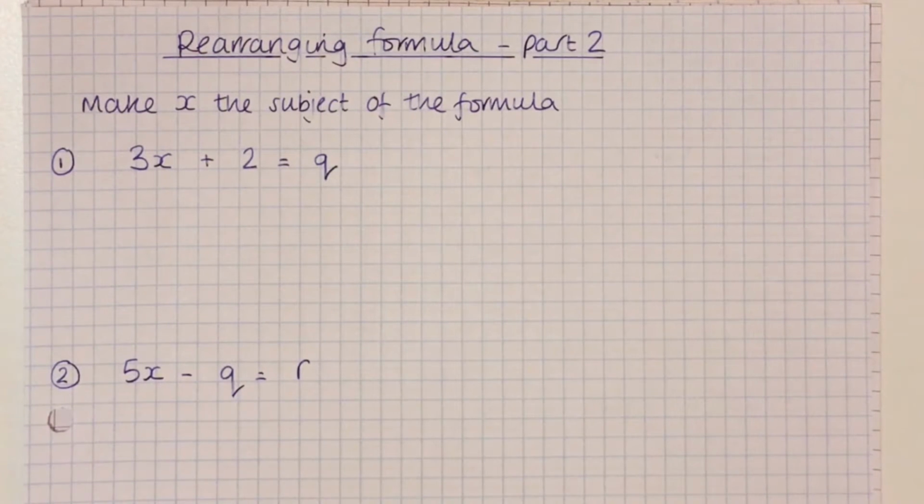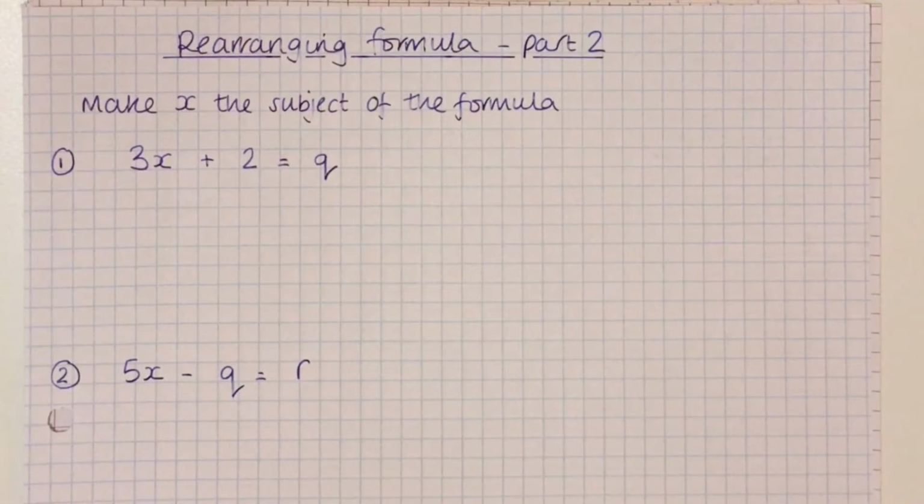So this is part 2 of rearranging formula. Last week we looked at rearranging formula where we had a one-step equation to solve. It was either adding something on the end or taking something off, and then we did the opposite, or dividing and multiplying. If you weren't sure of what we did last week, double check and go over the video from last time.